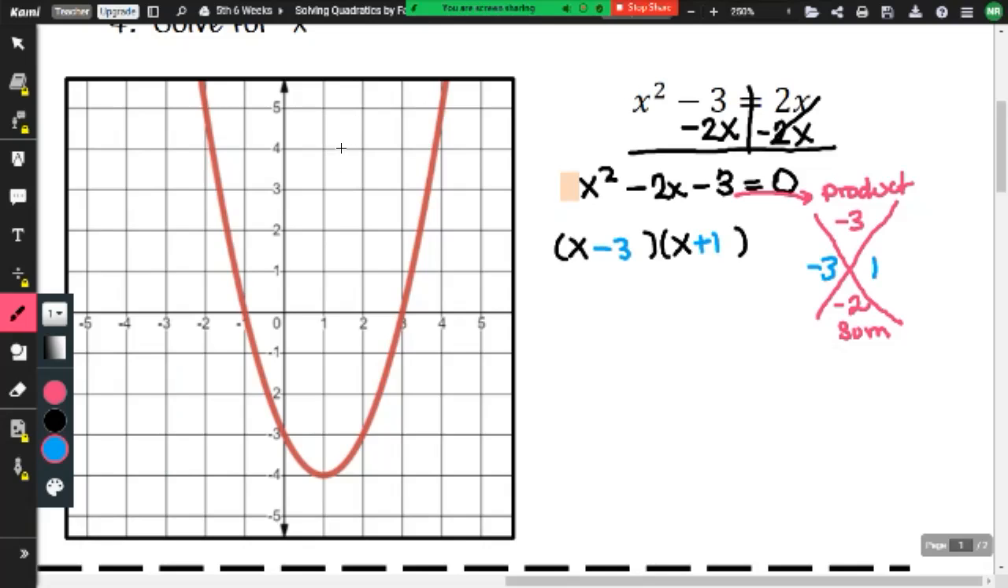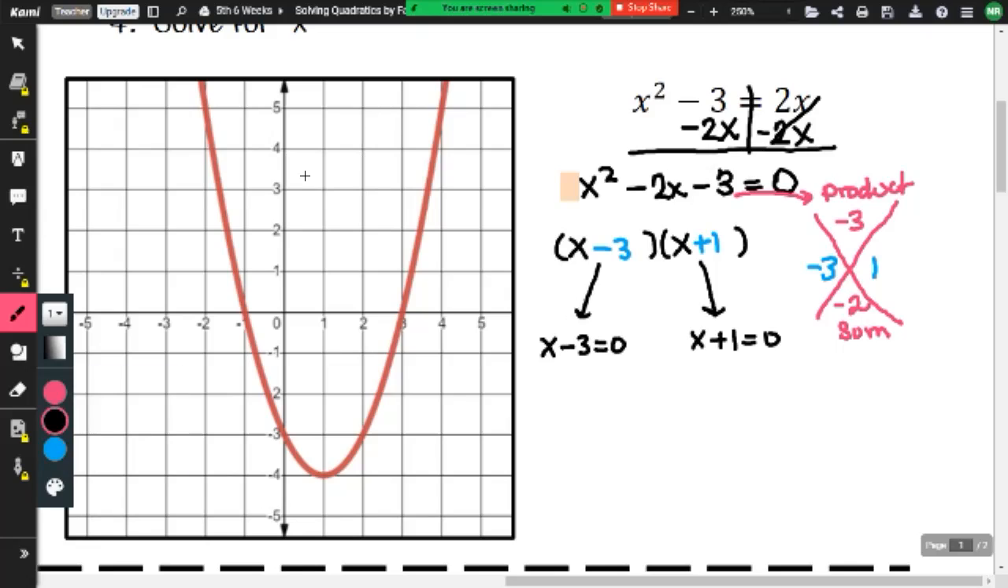Okay. This is the step that we're adding. We're now on step number 3, where it says set each binomial equal to 0. We are going to convert each binomial into its own equation by setting it equal to 0. So I'm going to take the x minus 3 equals 0. Take the x plus 1 equal 0. Then I solve for x. That's step 4.